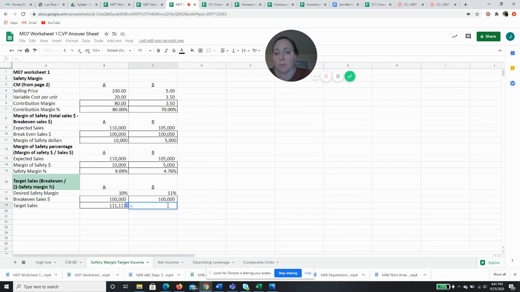For product B, again, it's going to be our break even divided by 1 minus our desired safety margin, or 11%. So this basically would be 100,000 divided by 89%. And so I need, for product B, our forecast to be at least 112,360.